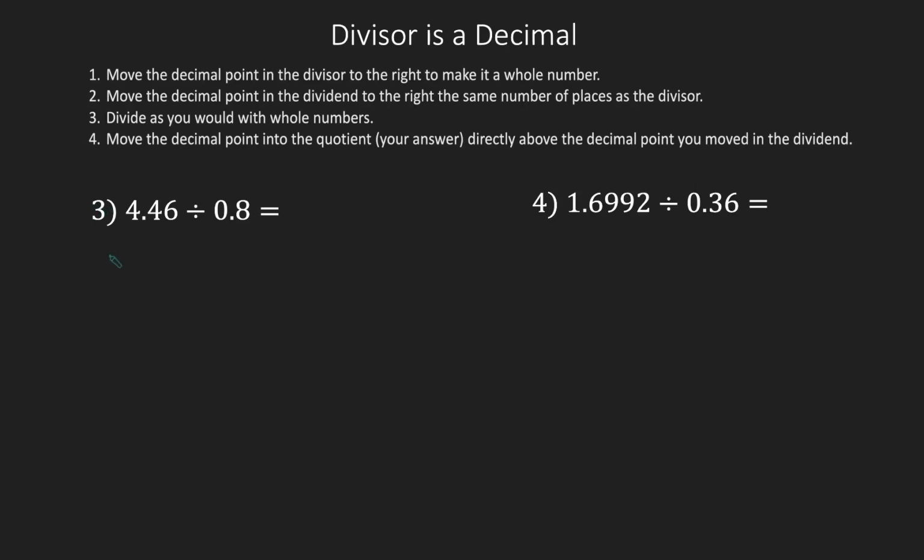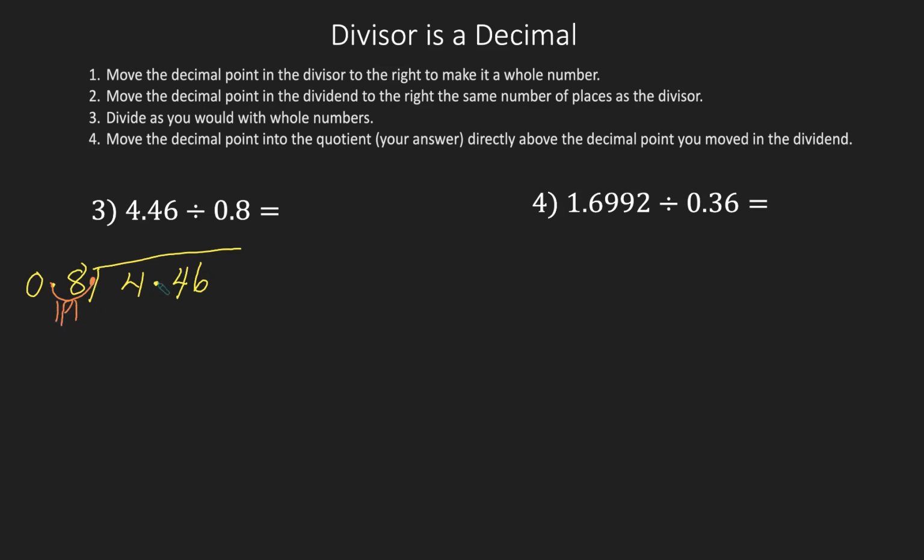Now let's look at the scenario when your divisor is a decimal. I have 0.8 and I'm dividing 4.46. Now the rule states that whenever your divisor is a decimal, you can't divide. Your first step is to make your divisor a whole number. And to do that, we have to move our decimal point in the divisor to the right to make it a whole number. So in this case, I just need to move it one place.